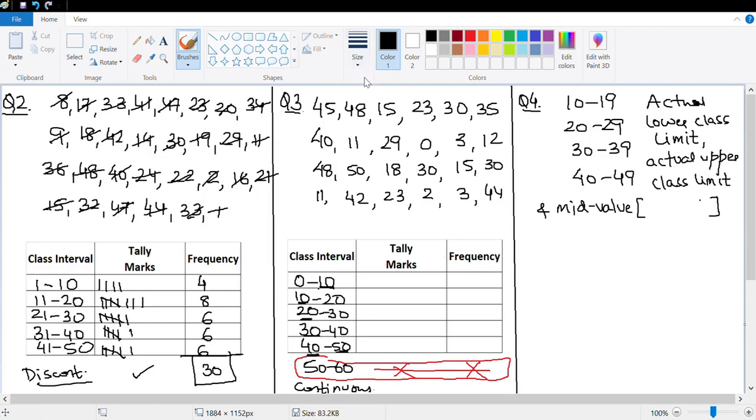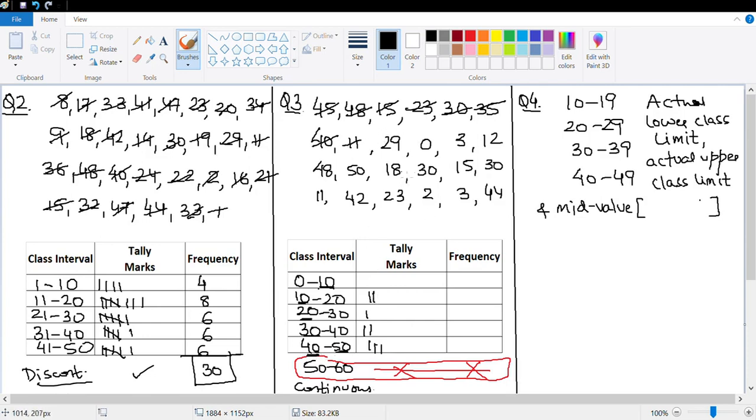So let's look at it. 45 comes in 40 to 50, 48 is also in the same one, 15 is between 10 to 20, 23 is between 20 to 30, 30. So this is the issue. 30 will not appear in 20 to 30 but will appear in 30 to 40 because in this one it is the lower limit. 35 will appear in 30 to 40, 40 will appear in 40 to 50 because it is here where it's the lower limit.